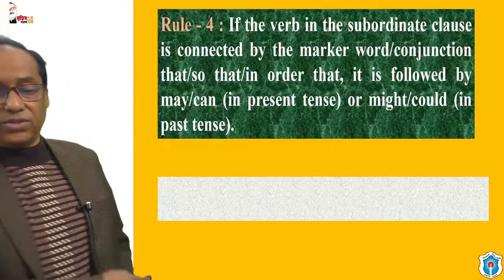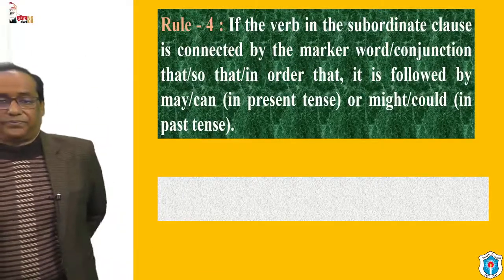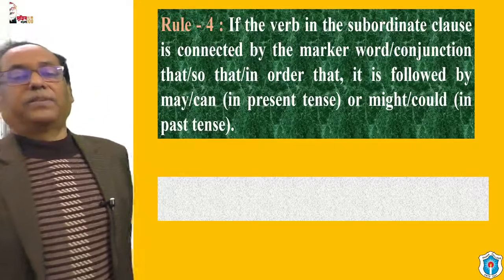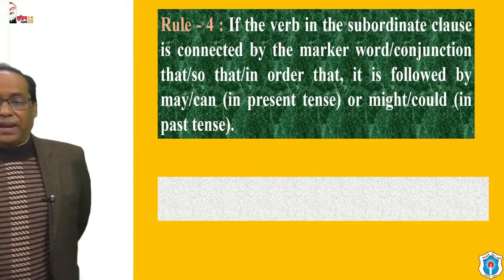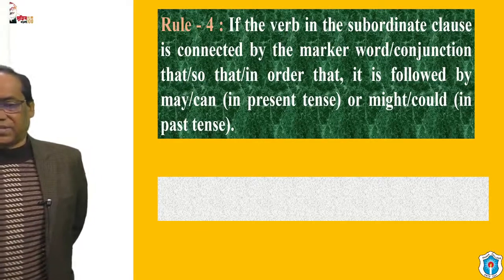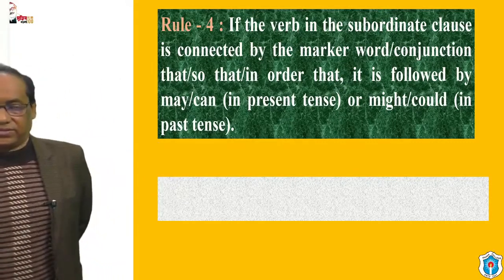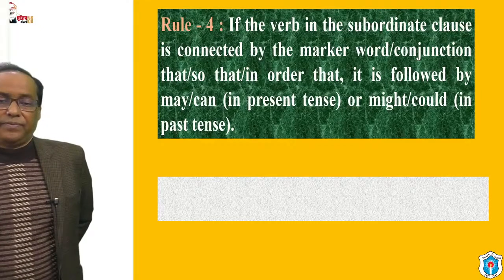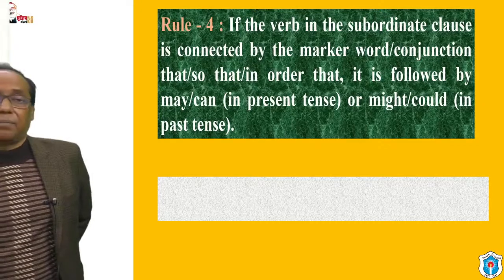Now the next rule, rule number 4. If the verb in the subordinate clause is connected by the marker word or conjunction such as that, so that, in order that, it is followed by may in present tense or might in past tense.